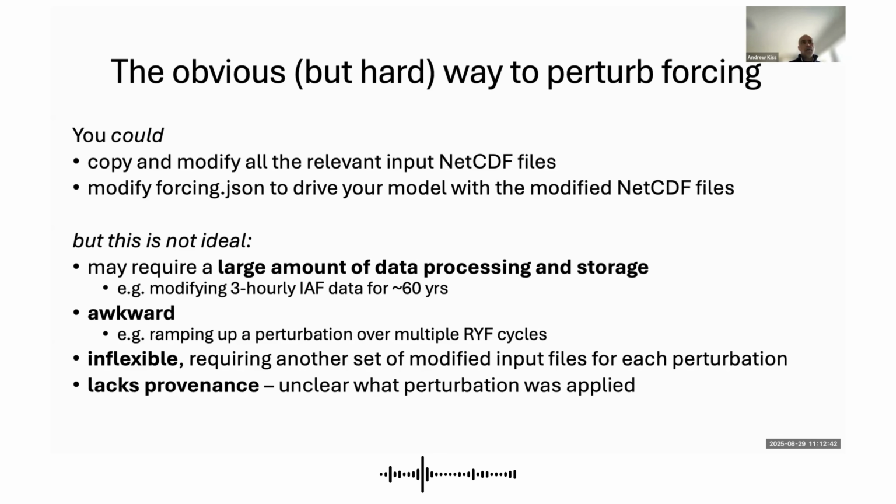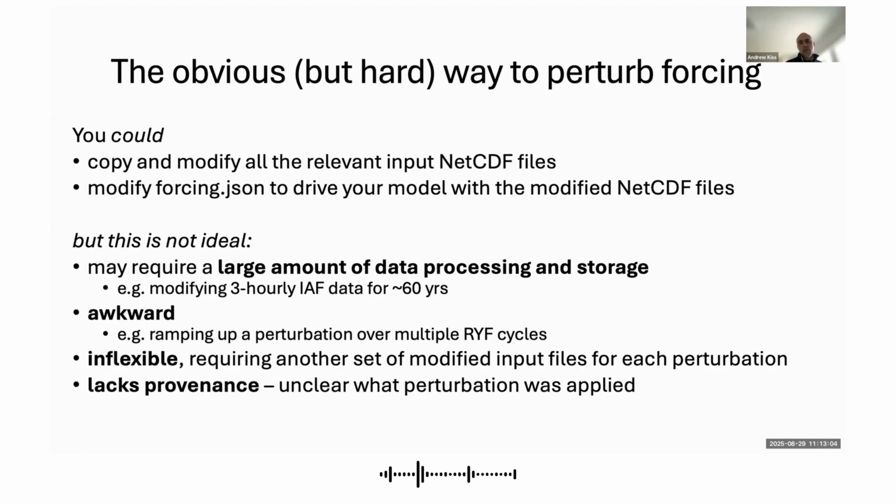It's also awkward. For example, if you've got a model run that's using RYF forcing, you've only got 12 months of forcing there, but maybe you want a perturbation that ramps in over 20 years. To do that, you need to produce multiple sets of perturbed forcing for each of those 20 years, and it's just painful.